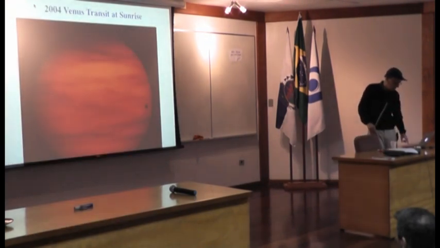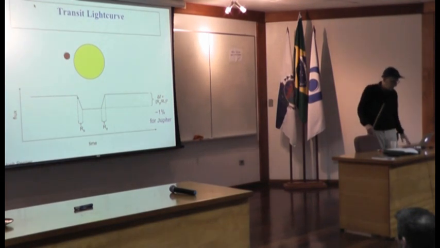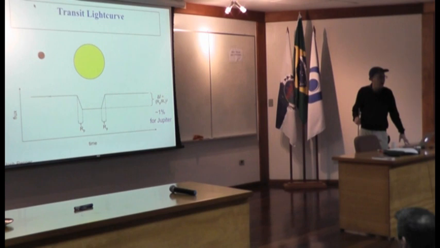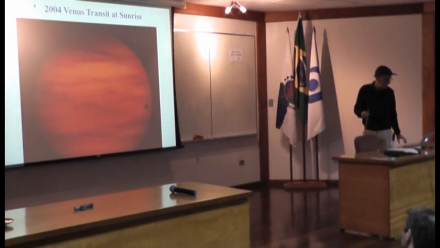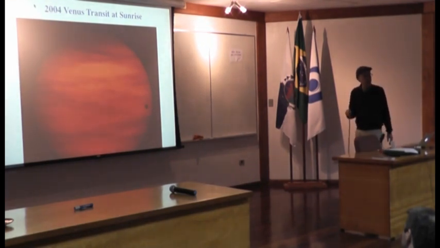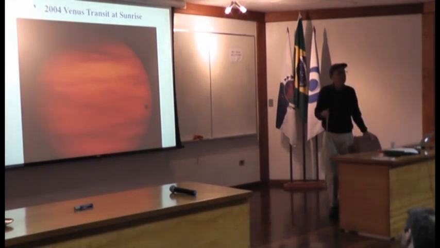And the amplitude is about the same. It's about 1% for Jupiter and a little under 1/100th of a percent for Earth. That's where you can get Jupiters from the ground fairly easily, but you need to go to space to find Earth.